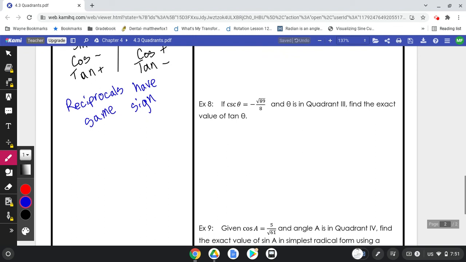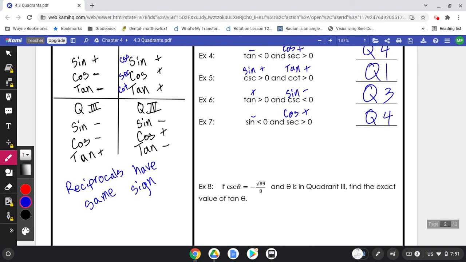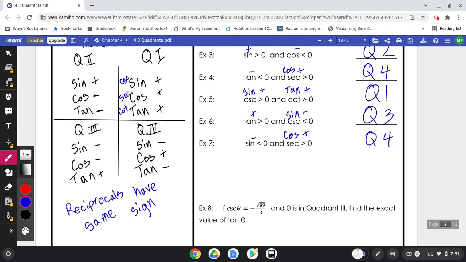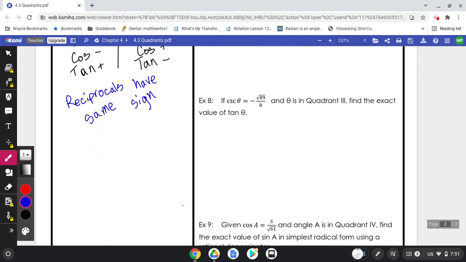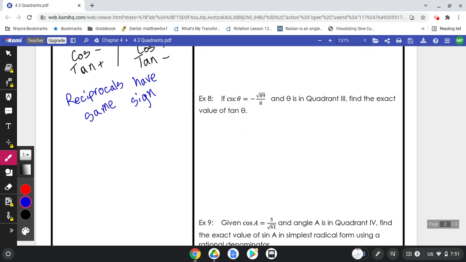And just to double check here, do you see how it says cosecant and it was negative? Let's check if quadrant 3 has a negative cosecant. So cosecant, remember, matches up with sine. Over in quadrant 3, that is negative. So that does check out. It makes sense. Okay, so we know it's in quadrant 3.